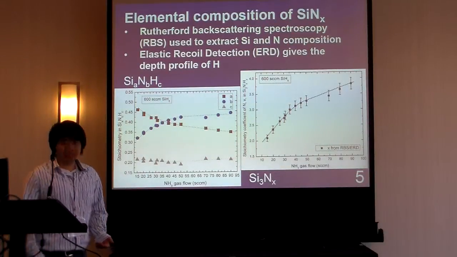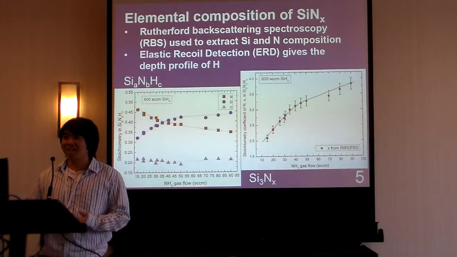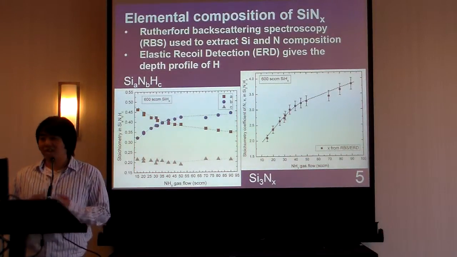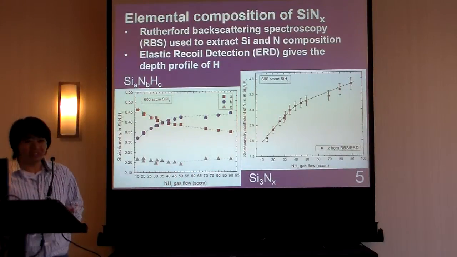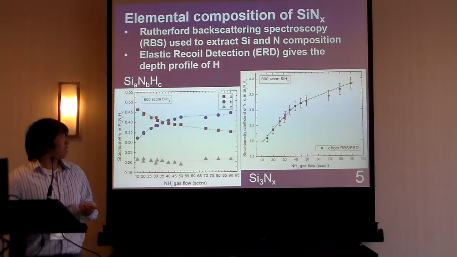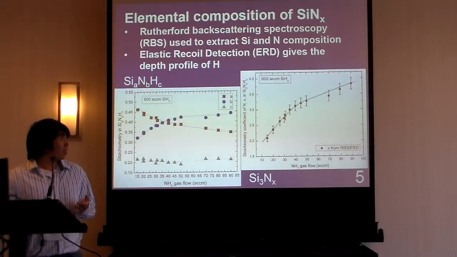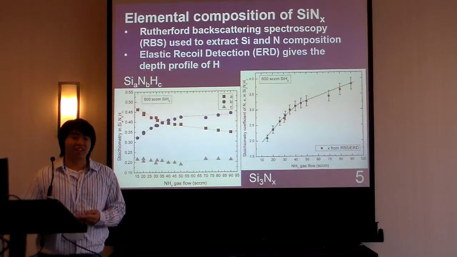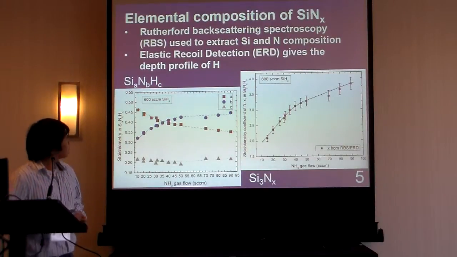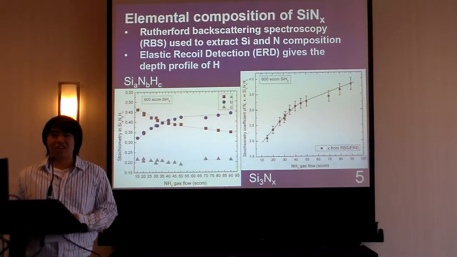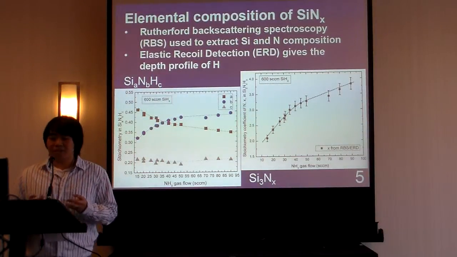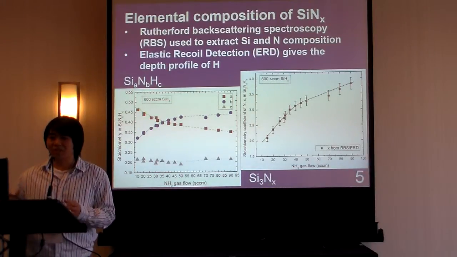So Rutherford backscattering spectroscopy, or RBS, is an ion scattering technique used to determine the elemental composition of materials. And I use RBS to extract the silicon and nitrogen composition. Secondly, elastic recoil detection, or ERD, gives the depth profile of hydrogen. So this allows me to determine the hydrogen composition and allows me to estimate the thickness of these silicon nitride films. So I measured RBS and ERD on a series of silicon nitride samples where the silane gas flow rate was fixed, and I varied the ammonia gas flow rate.